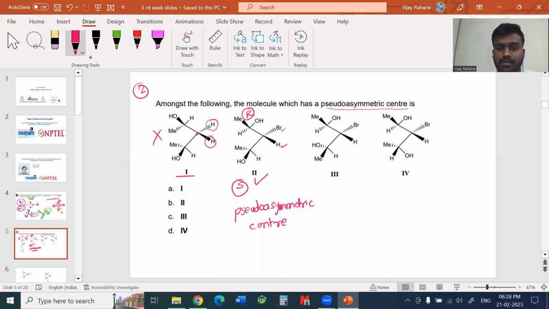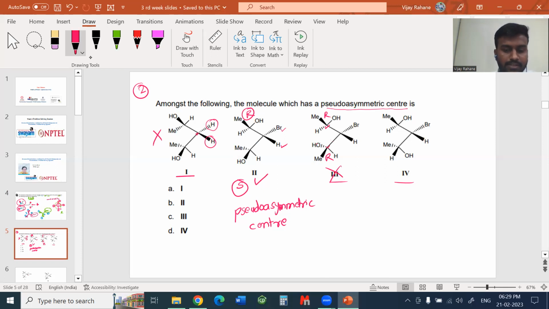Now we will check whether the remaining ones are the same or not. So we can check the configuration here. It has 1, 2, 3, so it has the R configuration. This one also has 1, 2, 3. It's clockwise. It has the R configuration. These are the same group. So this will not be a pseudo asymmetric center.